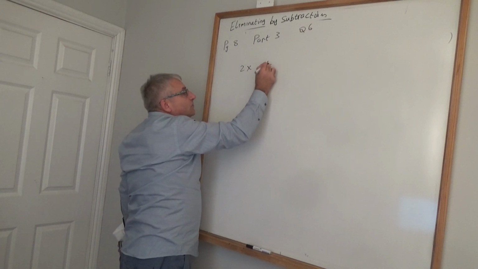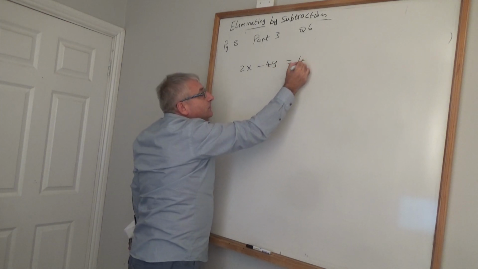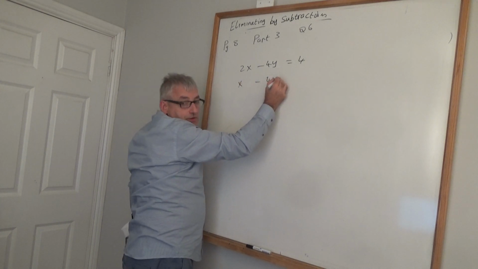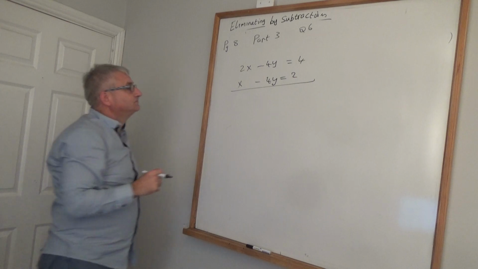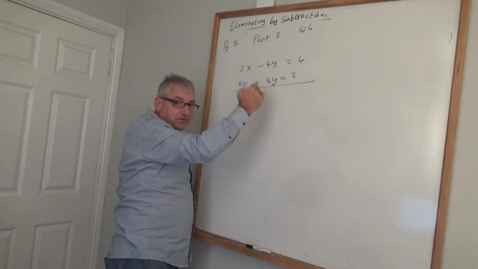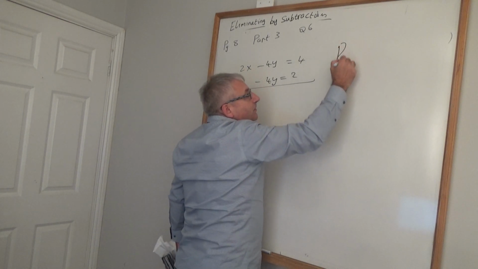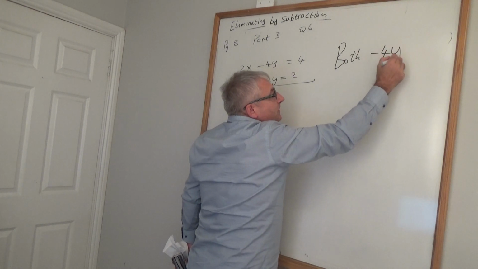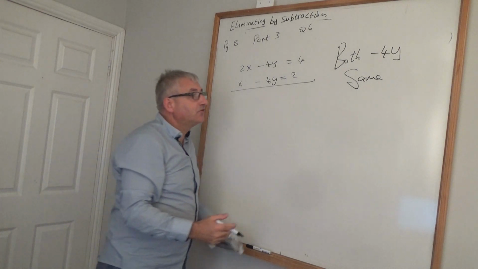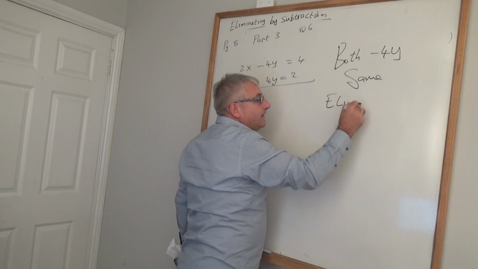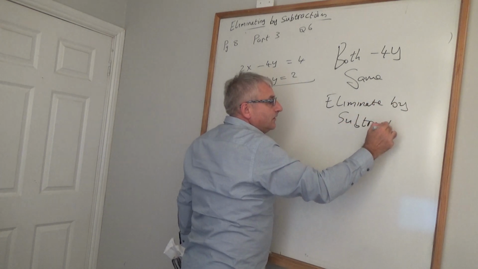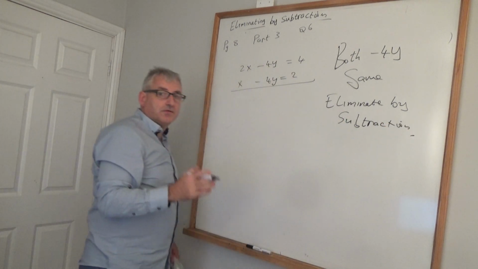So I have 2x minus 4y equals 4, and x minus 4y equals 2. Of course, despite the fact that they're negative, they're both the same. Both minus 4y's are the same, and things that are the same eliminate by subtraction. So that's the idea, that's our concept going into this.